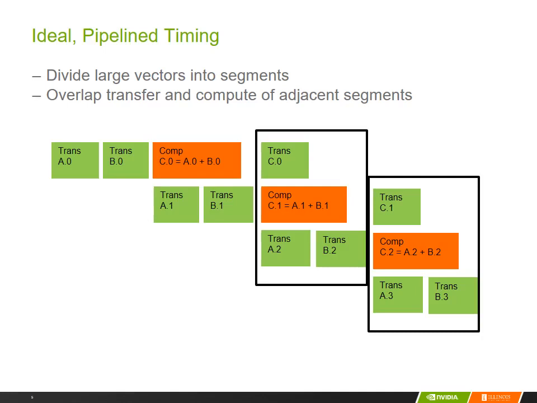So the box shows that during the third period, we start to have a very good pattern where we're using the direction of GPU to CPU to transfer C0. We're using the GPU to compute A1 plus B1, and we're also transferring A2, B2 from the CPU to the GPU. And as you can see, we can continue to repeat this pattern, and during the next period, we will do the same thing for the next small chunks.